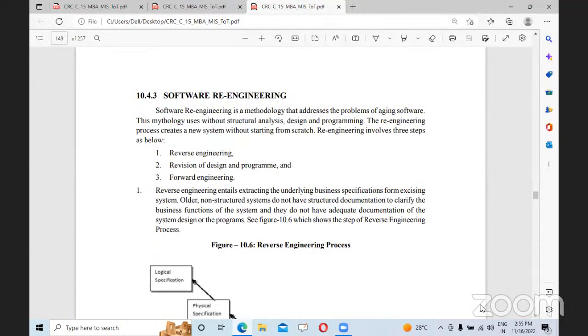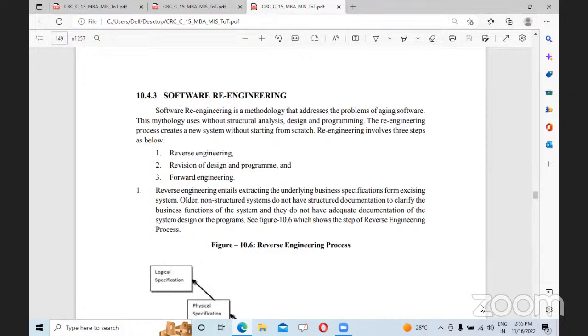Next point is software reengineering. Reengineering is a methodology that addresses the problems of aging software. This methodology uses structured analysis, design, and programming. The reengineering process creates a new system without starting from scratch. Reengineering involves three steps as below: reverse engineering, revision of design, and forward engineering. And reverse engineering entails extracting the underlying business specifications from the existing system.